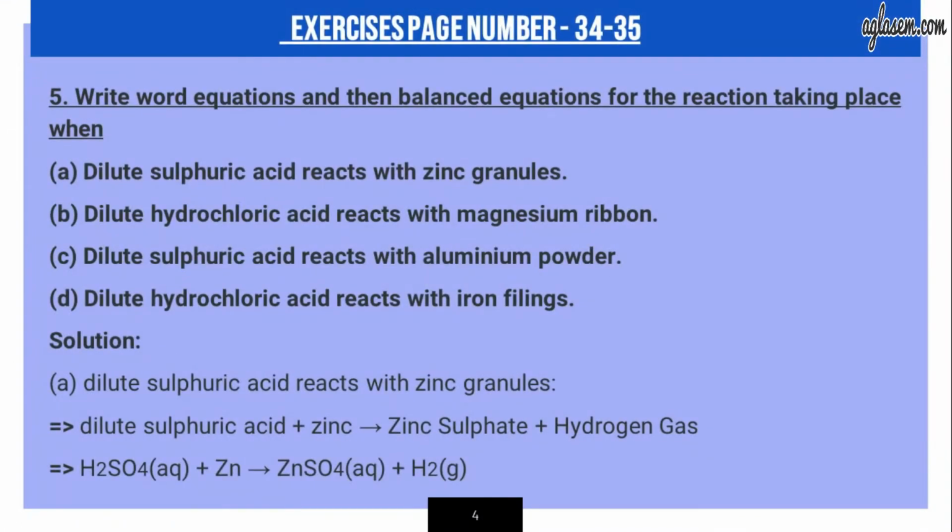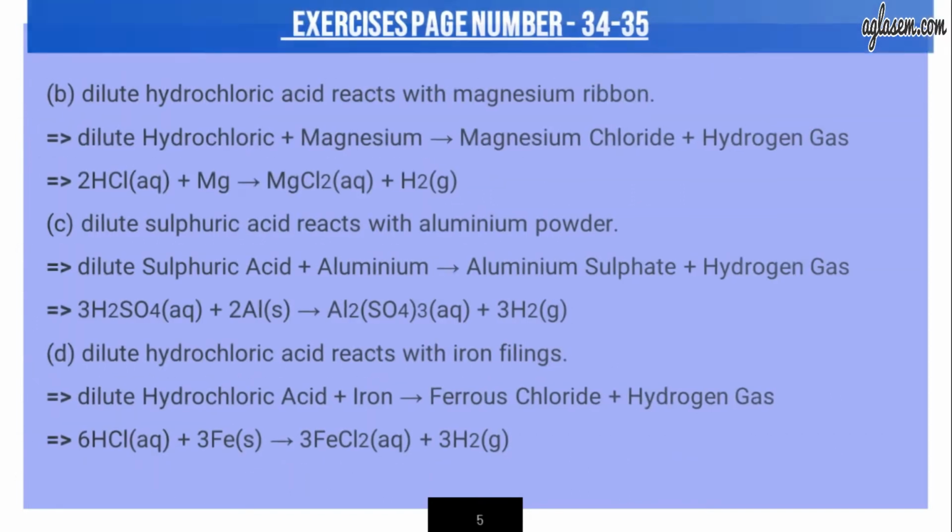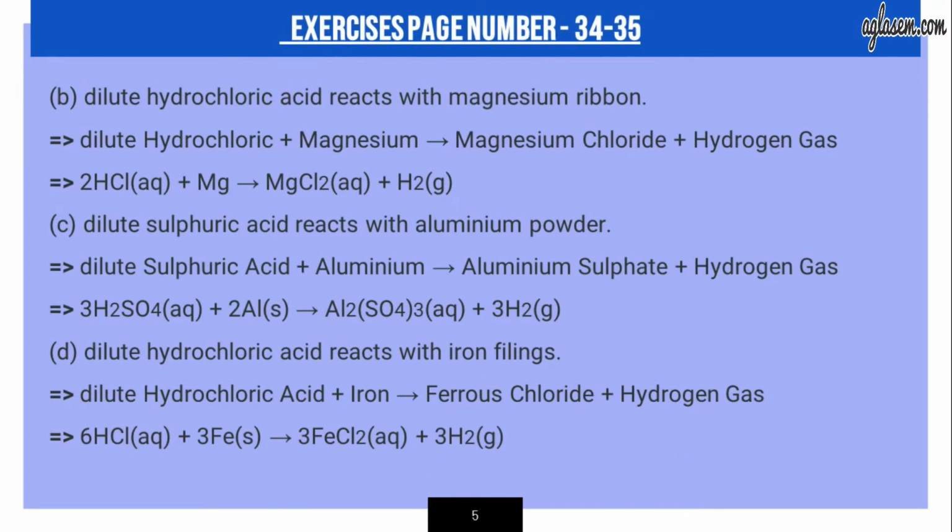Moving to the next, that is question number 5, which says: write the word equation and the balanced equation of the reaction taking place when A is dilute sulfuric acid reacts with zinc granules, B is dilute hydrochloric acid reacts with magnesium ribbon, C is dilute sulfuric acid reacts with aluminum powder, D is dilute hydrochloric acid reacts with iron filings. Solution: dilute sulfuric acid reacts with zinc granules, dilute sulfuric acid plus zinc forms zinc sulfate plus hydrogen gas, H2SO4 plus Zn forms ZnSO4 plus H2(g). This is all for question number 5 A part.